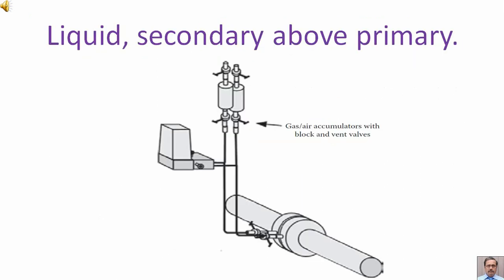Liquid secondary above primary element, that is, DP cell is mounted above the primary element or the flow sensing device.